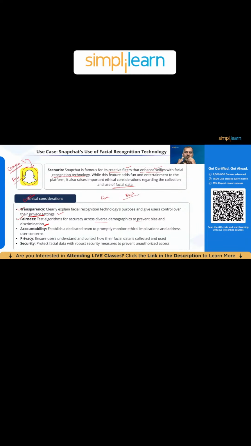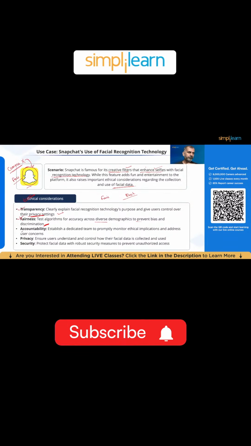If the application and algorithm is doing such kind of behavior, that means the application is not fair with respect to the audience, with respect to the different customers of different breeds, different demographics, different races, and all this. So that should not be there, and it becomes the responsibility of the Snapchat makers that the application should equally perform on different race faces or different kinds of demographic individual faces.